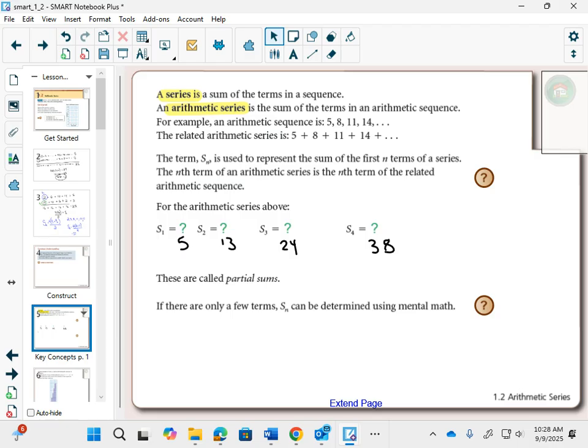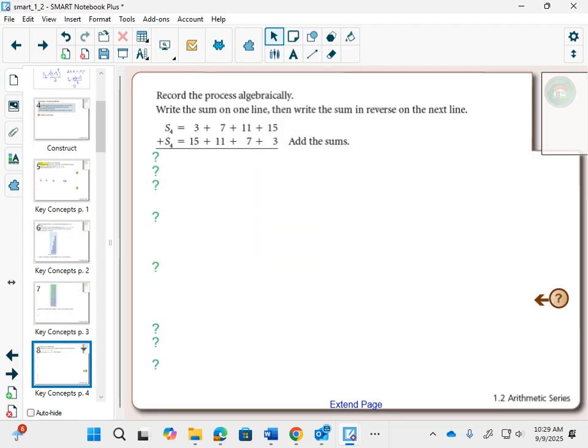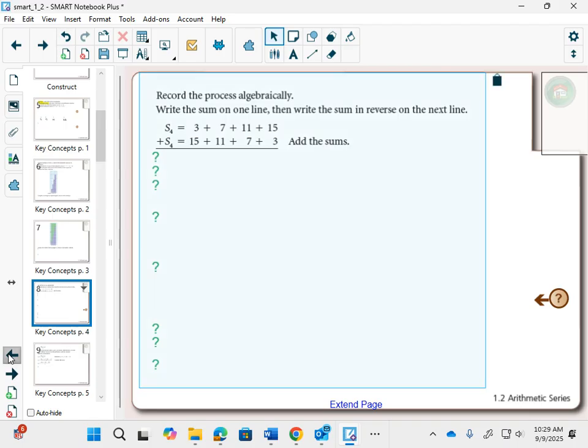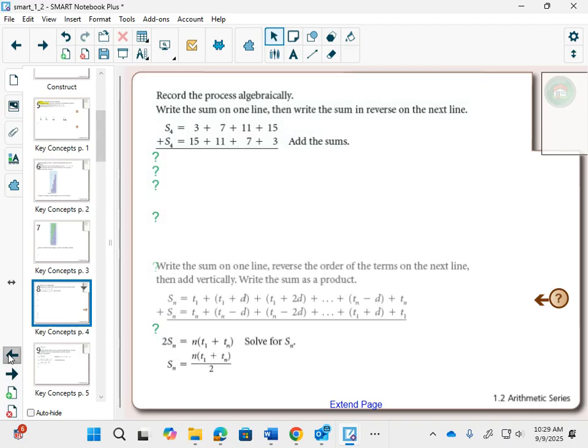And we already developed a formula for this. But there's actually two forms of the formula, and they do it on the next page. They do it very complicated, like with just T1 plus D, T1 plus D again, T1 all the way up to Tn. We already sort of did this part in class, right?